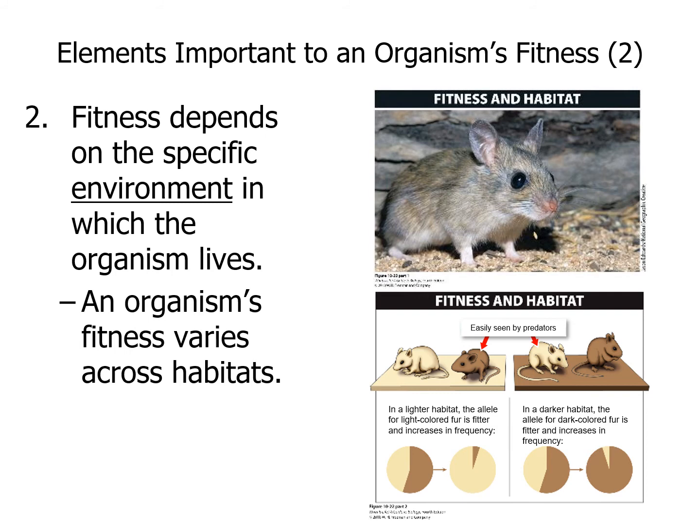The example we have here is two colors of mice, where in a lighter habitat, the allele for light-colored fur is fitter and increases in frequency, so its ability to pass on its genetic information to its offspring is going to be much higher in that lighter environment than the darker colored mouse. The darker mouse will thrive in a darker colored environment, where it is fitter and increases in its frequency.